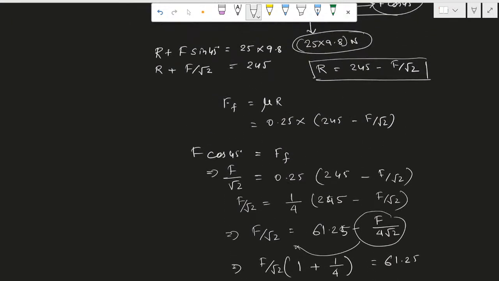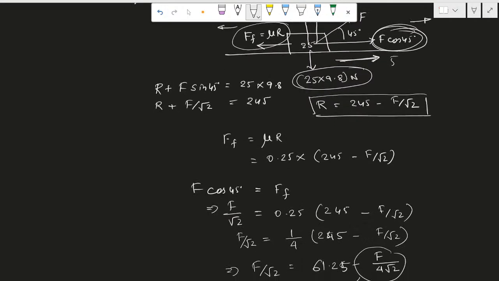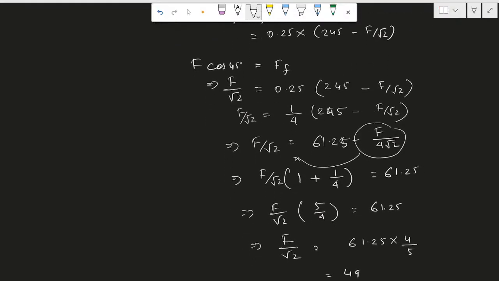If you see in the diagram, if you want to get the work done, that should be in the direction of f cos 45. So work done is equal to force f cos 45 into the displacement, that is 5. So I need the value of f cos 45, not the value of f.